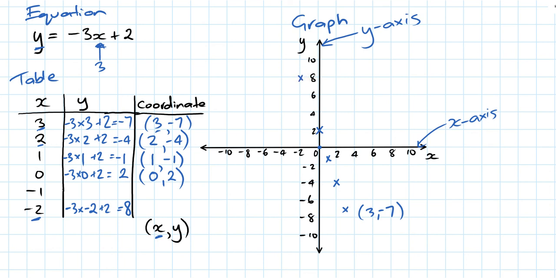I'm going to join my points now. So I would end up with, and of course you'd use a ruler, a straight line through there. So that's a linear graph of the equation y equals negative 3x plus 2. Let's look at one more example.